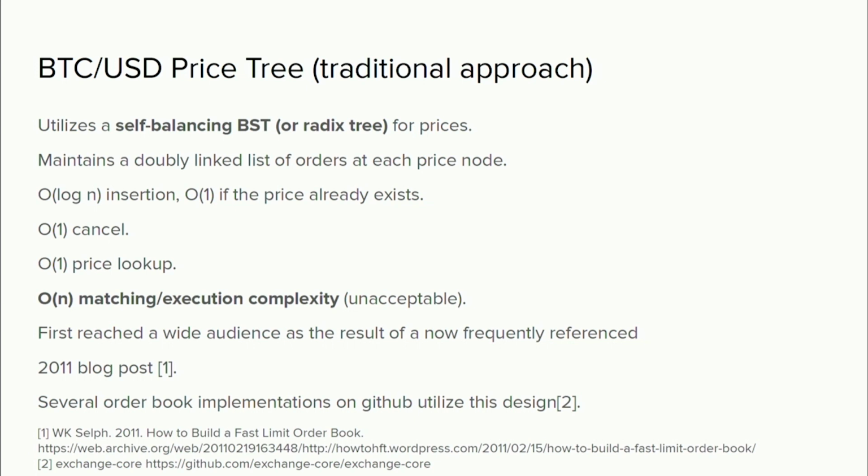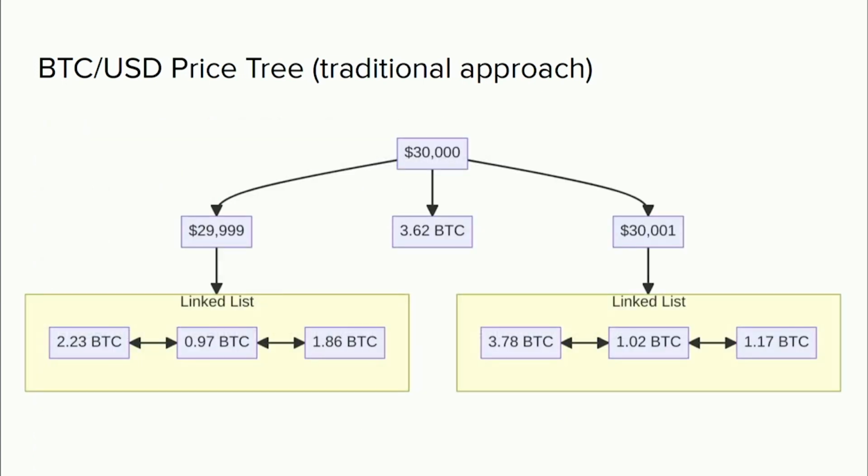This design first reached a wide audience as the result of a now frequently referenced blog post from 2011. If you search Stack Overflow or Google, how do I write an order book, everybody references this blog post, which uses this design, which basically looks like this. So you have a tree, and each node in the tree is a price. Within each node is a linked list of orders, a doubly linked list, right? So you get O(1) insertion and O(1) removal. But the problem is if you try to match, you have to iterate down this tree, iterate through these linked lists, go through every order and every price that the order satisfies. So you have the crazy complexity all over the place. And this is why this cannot be used on a decentralized system.